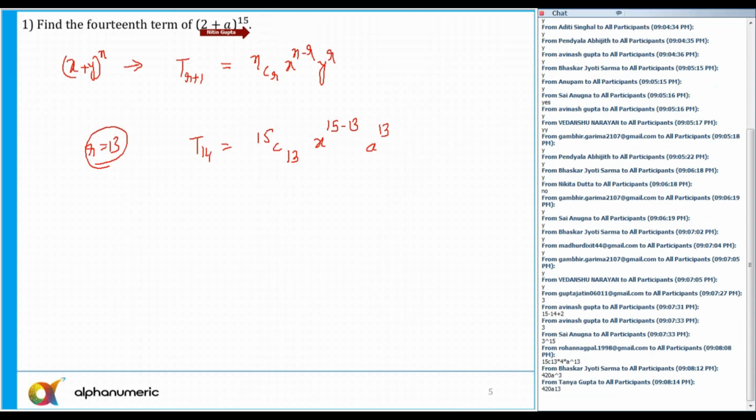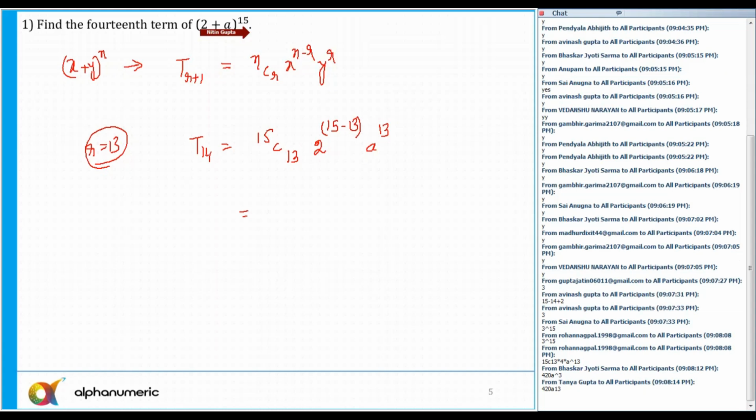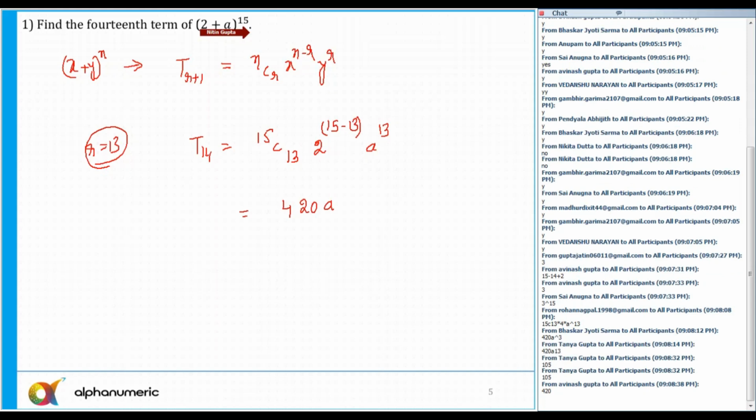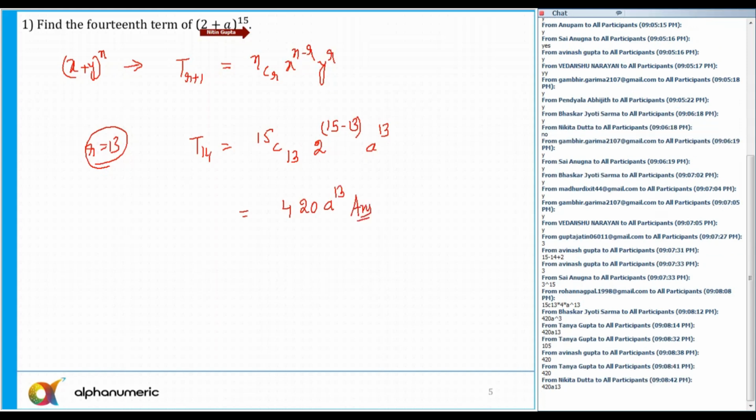Okay, here the value of a is actually nothing but that is equal to 2. So that is 2 raised to power 15 minus 13 into a raised to power 13. So you can tell me what is the value of 15C13? Please tell me, all of you. That is 15 into 14 by 2. 15 into 7, 105. 105 into 2 square, that is 4. 105 into 4 is equal to how much? That is 420. So this is 420 a raised to power 13, and this is the answer. Any doubts to anyone now? Please respond.